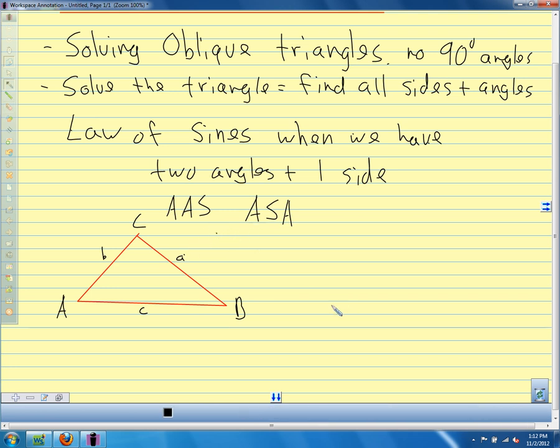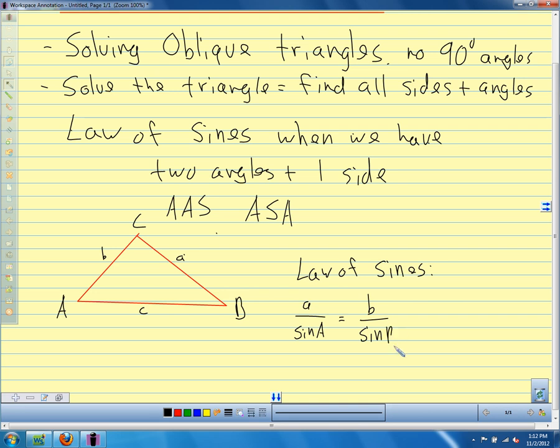Okay, so the law of sines. I'm going to write the law of sines down, and then we'll show why the law of sines works, and then we'll do a couple of examples. So this is our triangle. The law of sines says that side a over the sine of angle A equals side b over the sine of angle B, and that also equals side c over the sine of angle C.